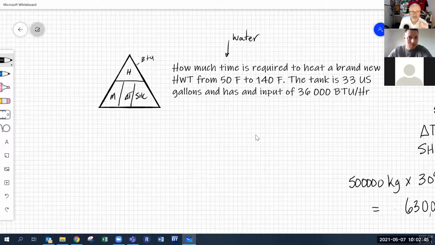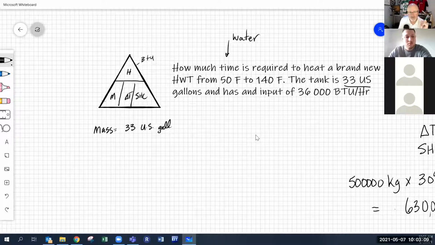So first off, we have to get our mass. It says in here that we have a 33 US gallon tank. That is not a mass in pounds or kilograms, so we're going to have to convert that to pounds. How many pounds in 1 US gallon? Shout it out if you know it.